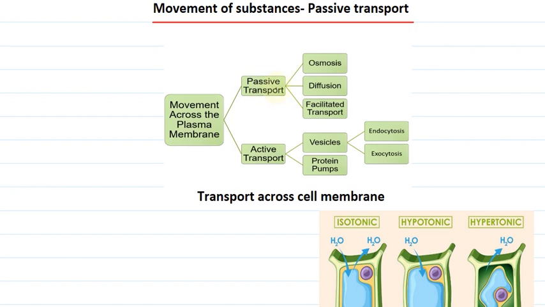Passive transport can take place by osmosis, diffusion or facilitated transport. Facilitated transport is also a type of diffusion. We will discuss the active transport mechanism, how it takes place by vesicles and protein pumps, and how endocytosis and exocytosis occur, in our next video. Today we will only discuss the passive transport mechanism. So now let's see what passive transport is.